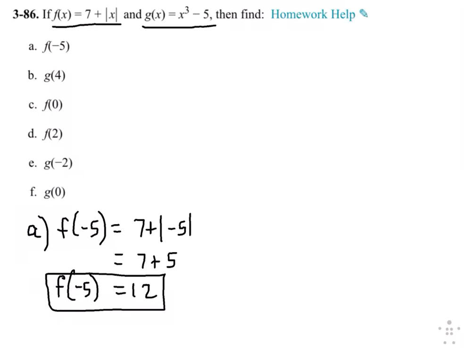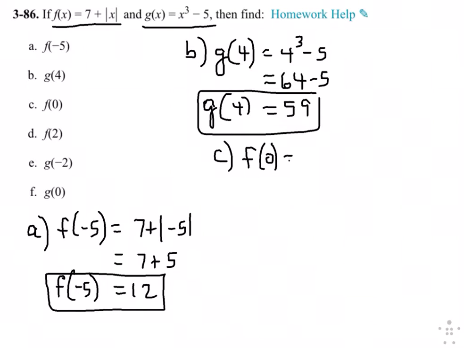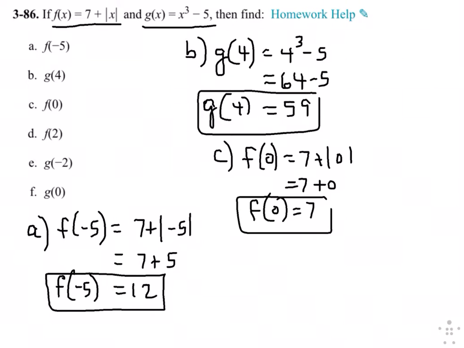For B, I'll do B up here. g of 4 equals 4 cubed minus 5, which equals 4 cubed is 64, minus 5, which equals 59. So g of 4 equals 59. C, let's do C here. f of 0 equals 7 plus the absolute value of 0, which equals 7 plus 0. So f of 0 equals 7 for C.